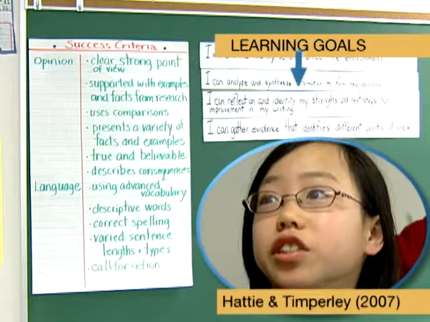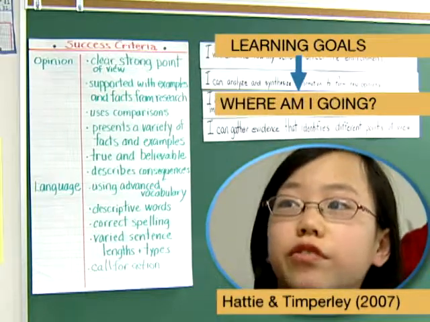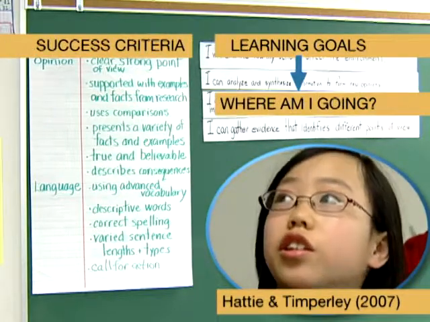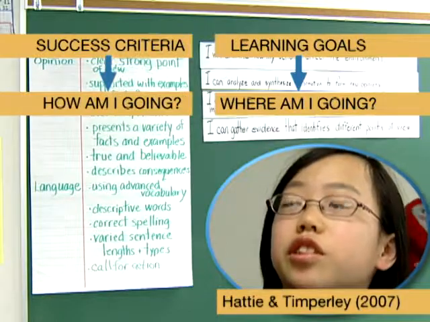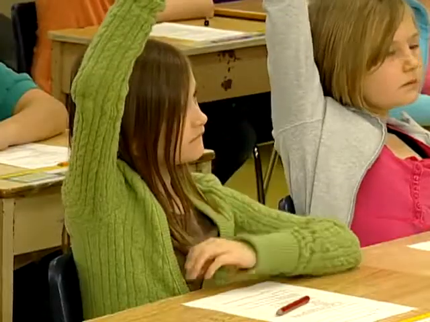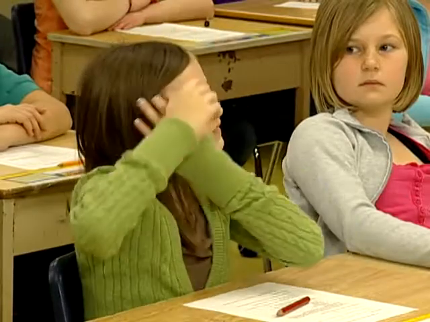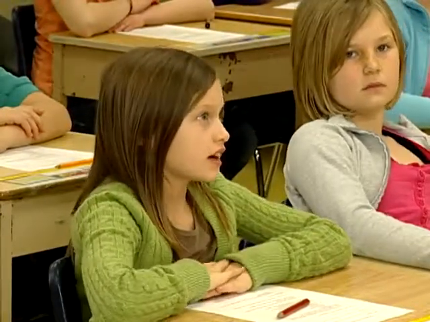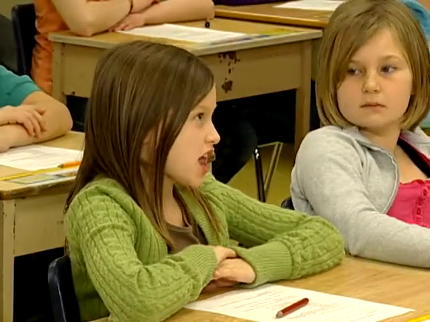Whereas learning goals answer the question, "Where am I going?" success criteria help students to answer the question, "How am I going?" When teachers help students understand the purpose and use of criteria, students grow increasingly more independent in being able to monitor their progress and make decisions about next steps in learning.